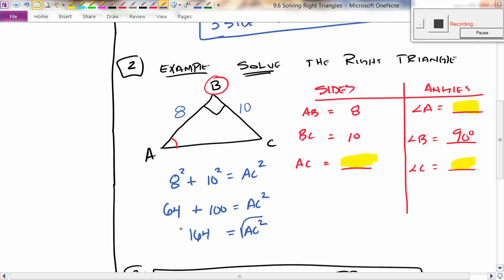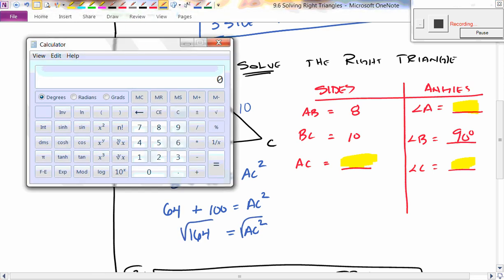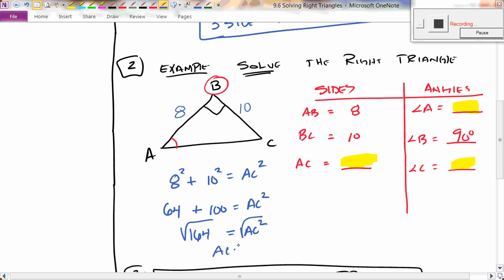Okay, so when I square root, don't I? So I'm going to take out a calculator here, and I'm going to figure out the square root of 164, thank you. So I got like 12.8. Is that what you guys got? Is that good? So AC is approximately 12.8. We're going to round to one decimal place. So now I can go back here and say this is 12.8.